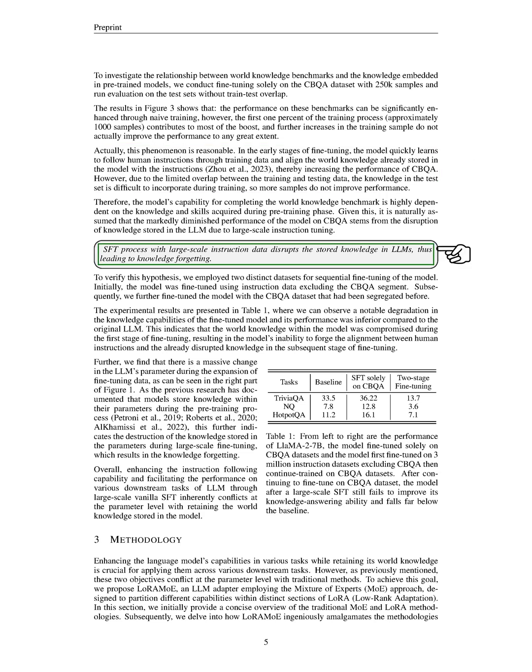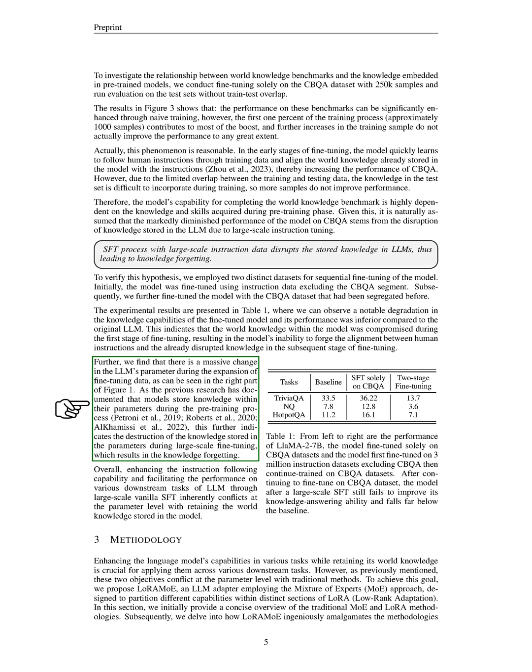To test this hypothesis, we used two distinct datasets for sequential fine-tuning of the model. First, the model was fine-tuned using instruction data excluding the CBQA segment. Then, we further fine-tuned the model with the CBQA dataset that had been separated before. The results showed a significant degradation in the knowledge capabilities of the fine-tuned model, and its performance was inferior compared to the original LLM. This suggests that the world knowledge within the model was compromised during the first stage of fine-tuning, resulting in the model's inability to forge the alignment between human instructions and the already disrupted knowledge in the subsequent stage of fine-tuning.